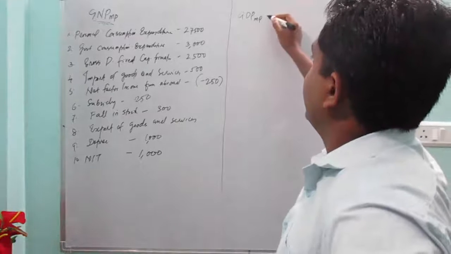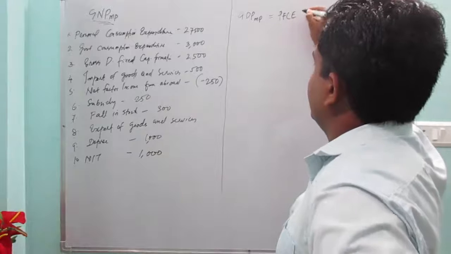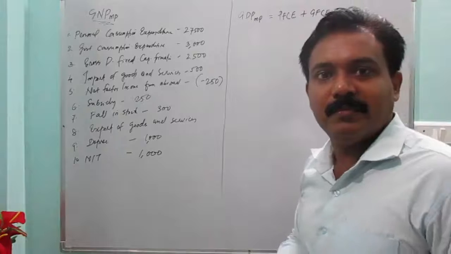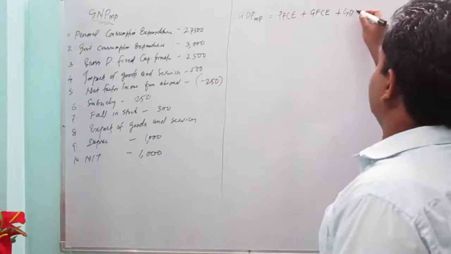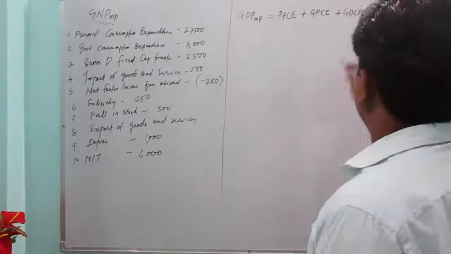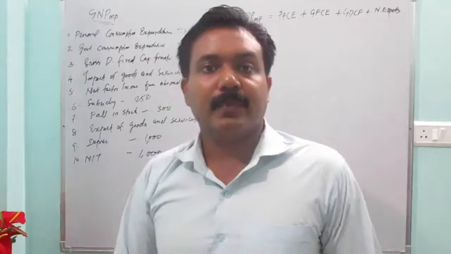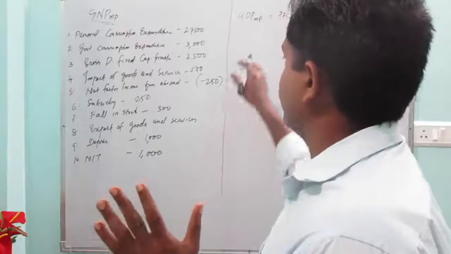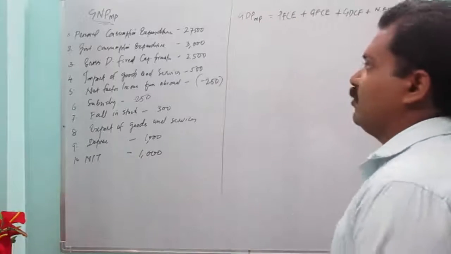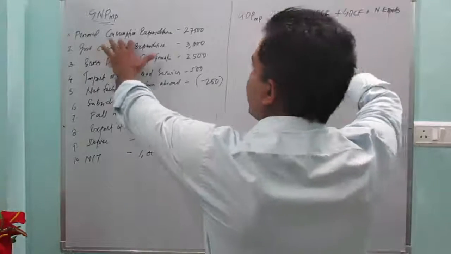We know that GDP MP is private final consumption expenditure plus government final consumption expenditure plus gross domestic capital formation plus net exports. This is the formula to get gross domestic product at market price.